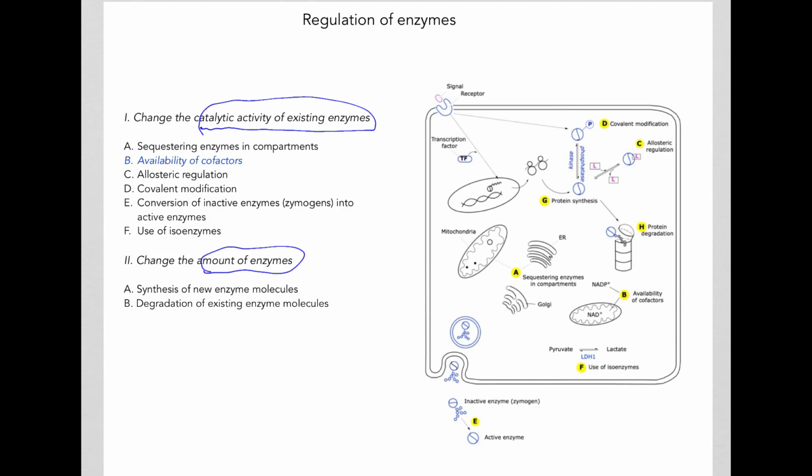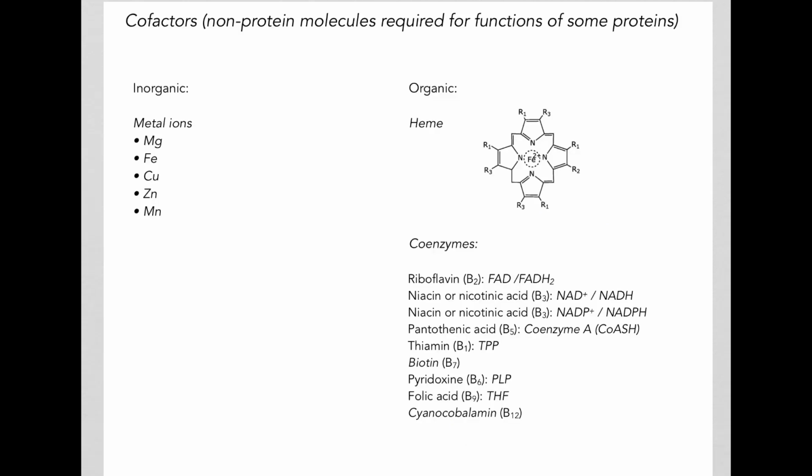In the last video, we discussed how we can change the functions of existing enzymes by placing them in various compartments. And in this video, we'll see how the availability of cofactors could affect the function of an enzyme and therefore affect or regulate metabolism. There are many proteins, including enzymes, that cannot work by themselves. They require the help of cofactors, which are non-protein molecules that are required for the functions of certain proteins.